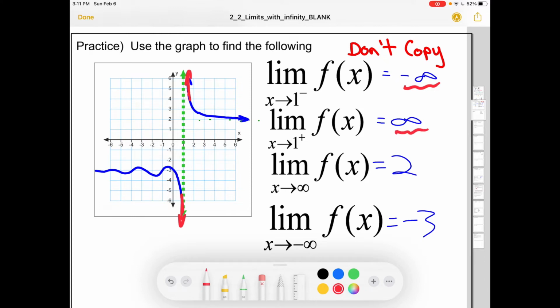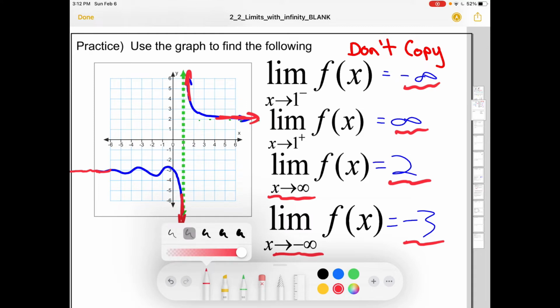That's positive infinity. As x goes to infinity, that is to the far right, we appear to be closing in on a value of 2, okay, because that's a horizontal asymptote. And as x goes to negative infinity, that's the far left, it's snaking around the number 3, but it is closing in on it. It's converging in on it. So we'd say that the limit is negative 3. So that's how we can do it from a graph.